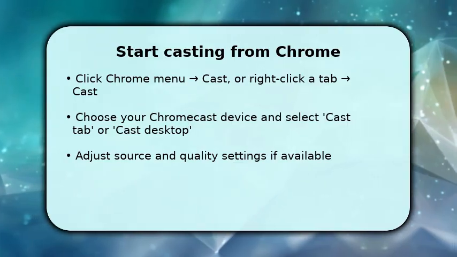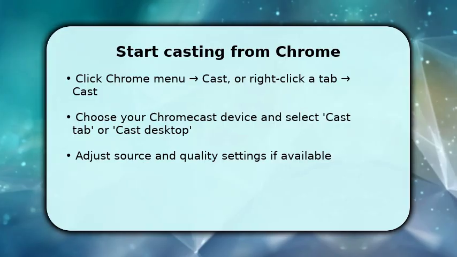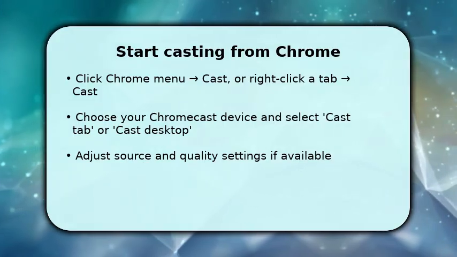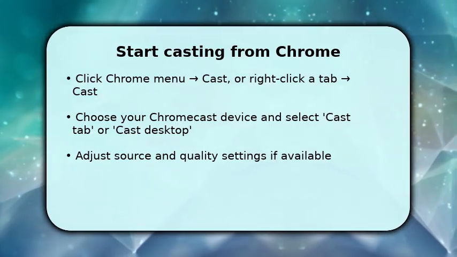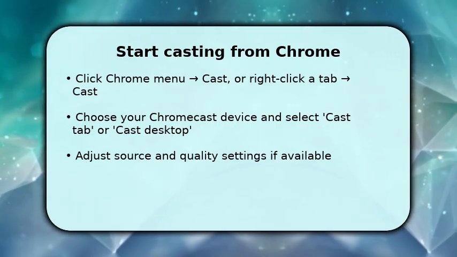Make sure to change the source and resolution if you need full-screen video or want lower bandwidth. Because audio routing differs, choose desktop casting for system sound. Once the stream starts, you'll see the tab mirrored on the TV.